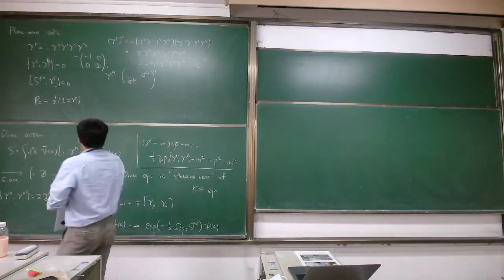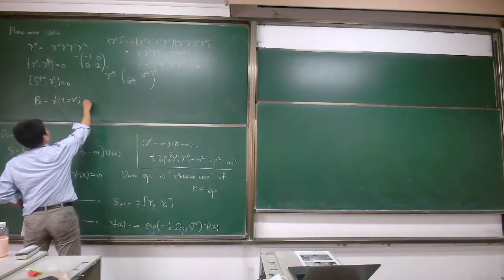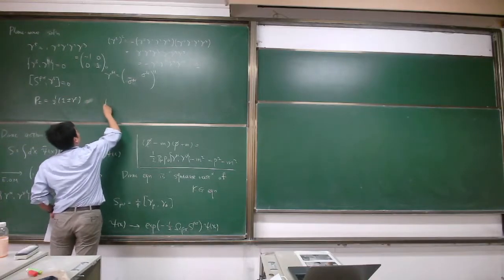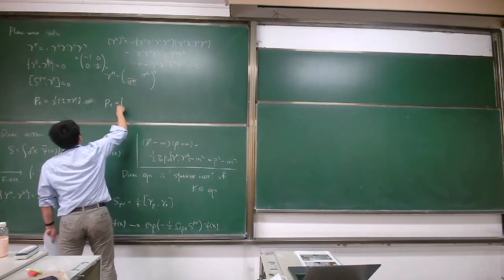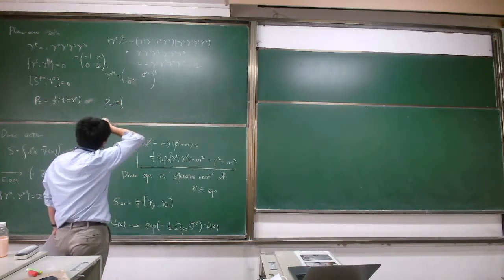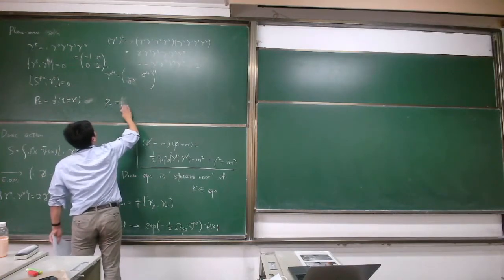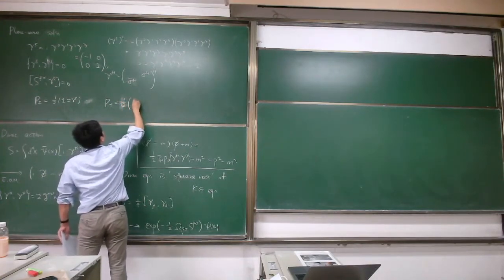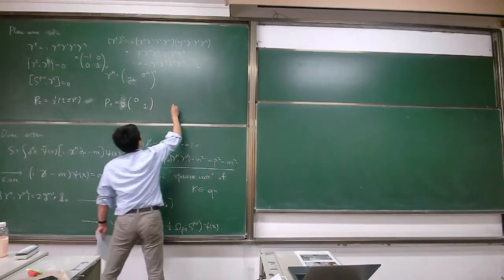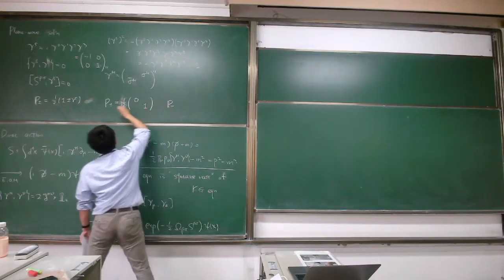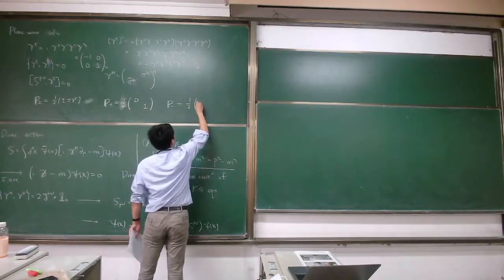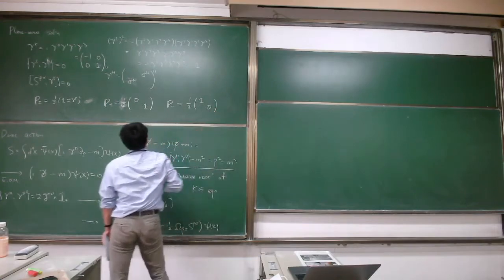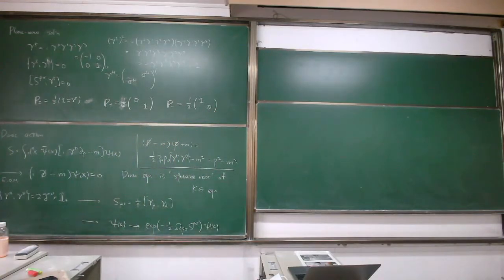Gamma 5. And then if you use this basis, it's super easy to show that P plus is equal to 1/2 times this matrix, and P minus is like this.